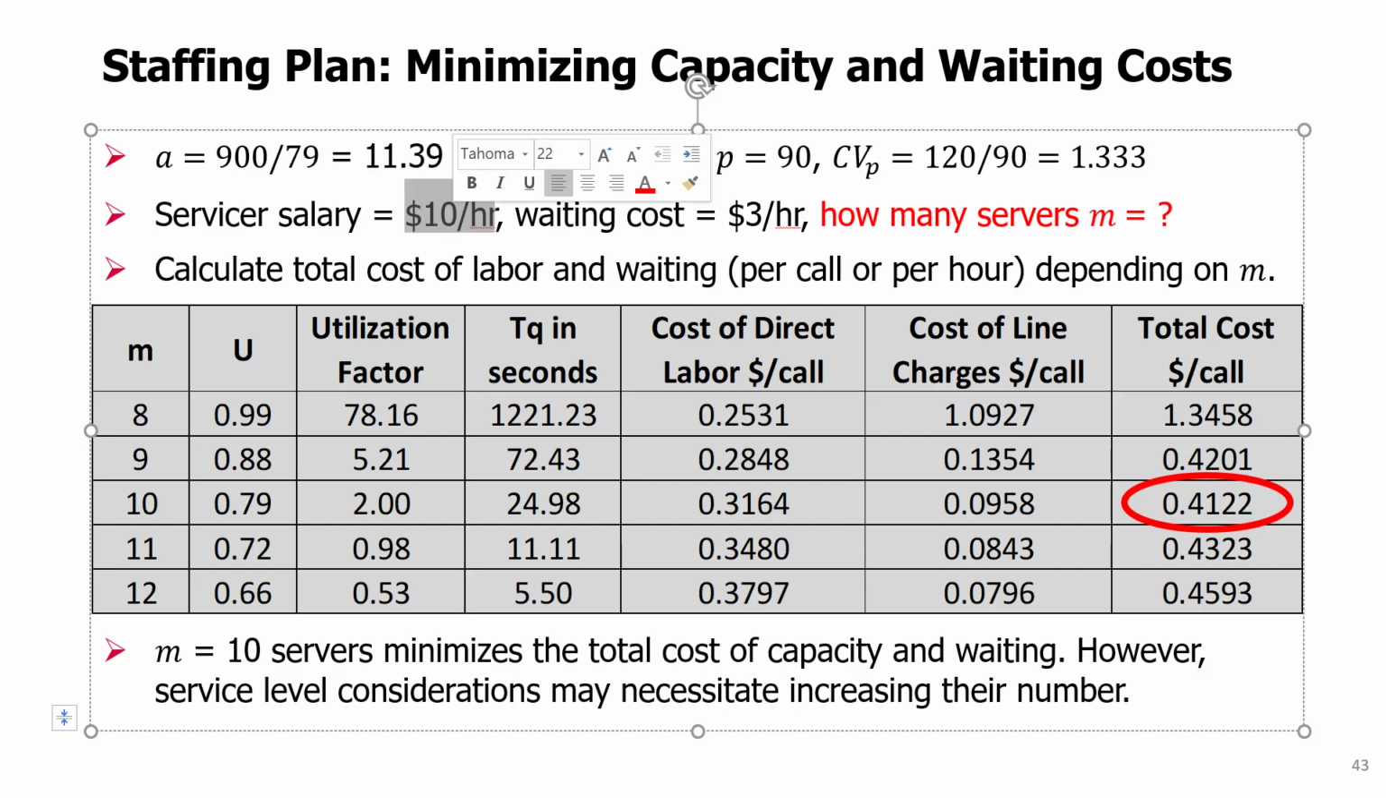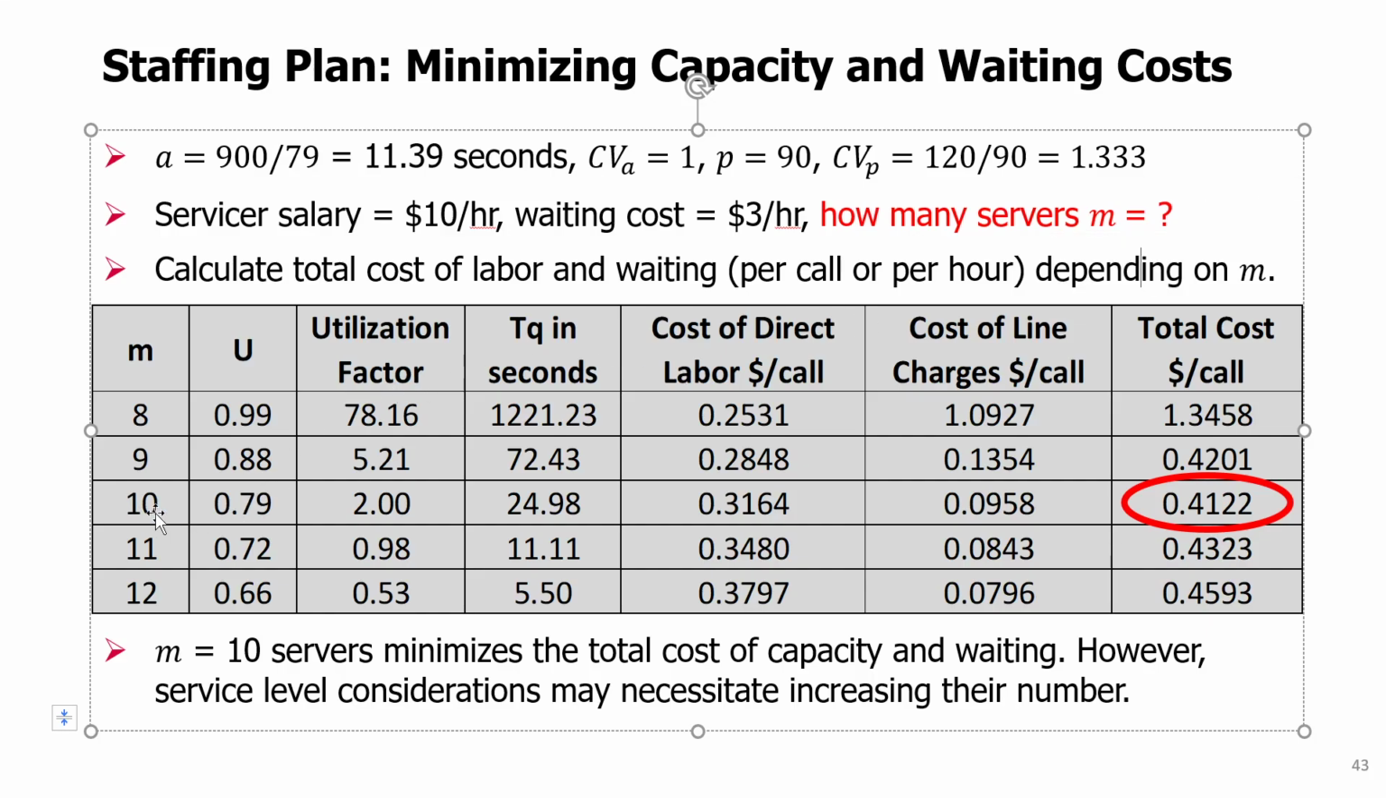I'm paying $10 per hour for my customer service representatives, and the waiting cost is $3 per hour. Notice I will actually calculate this $3 per hour cost for the full connection, so for the flow time T, not just Tq, not just for waiting. The question is, how many servers should I have? So what I will do is calculate the total cost related to labor and related to waiting, or actually connection cost, depending on the number of servers.